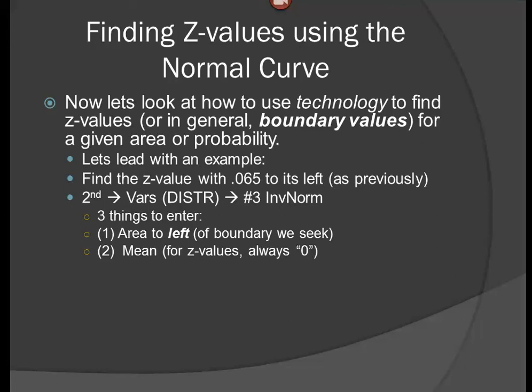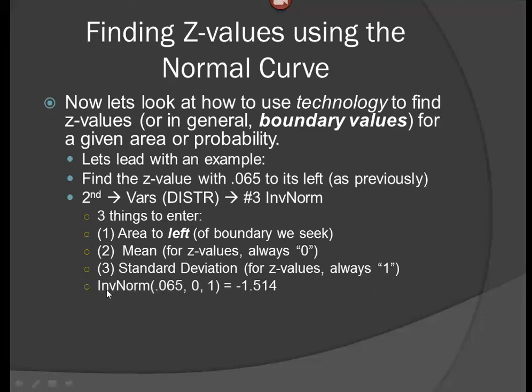Second, and of course you put a comma, we're going to enter what the mean is. If we're dealing with the z-value, of course the mean is always 0 on the standard normal curve and z-values. And then third, we want to enter the standard deviation. Again, for z-values, it's always 1. So here's how it looks. invNorm, we have 0.065 to its left, 0 for our mean, 1 for our standard deviation, and we get a more specific z-value. You can see I've rounded it to the third decimal place, negative 1.514.